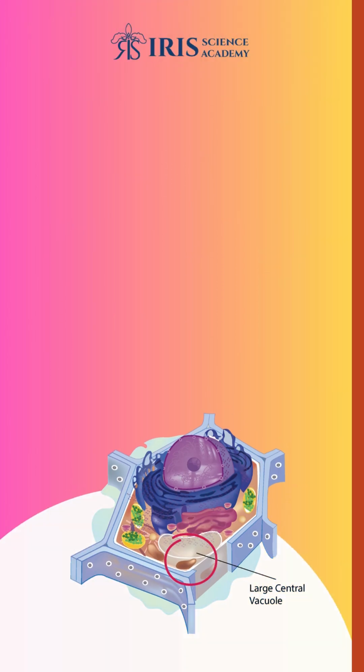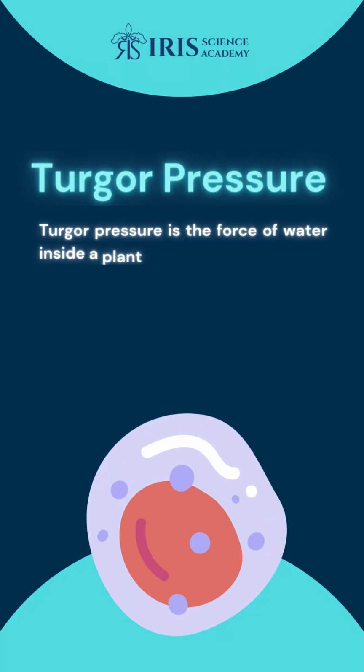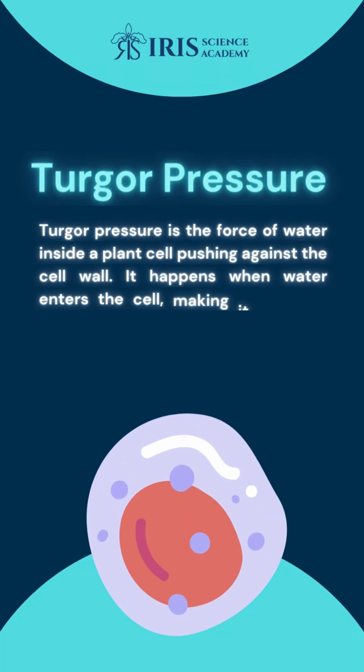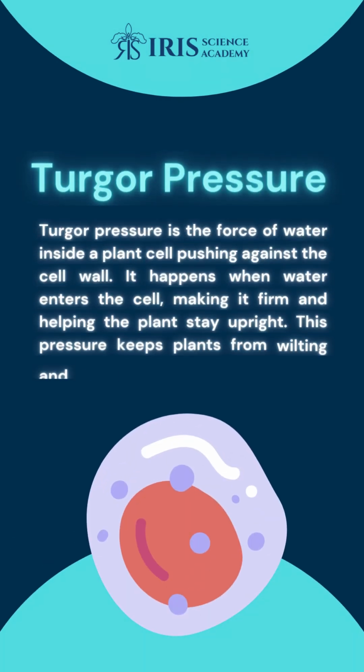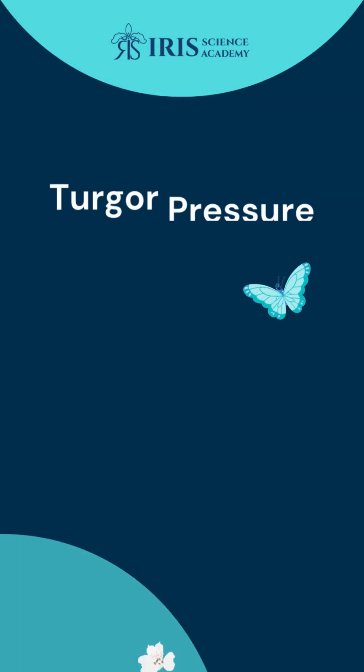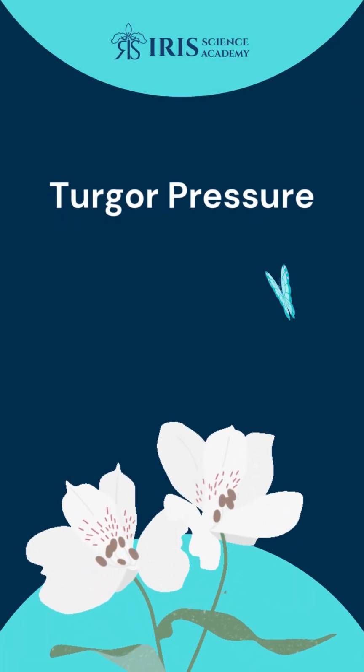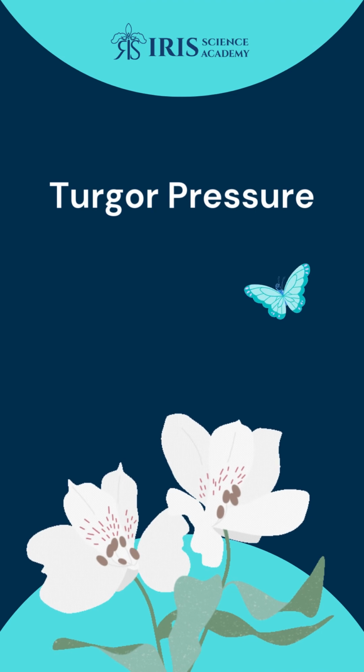You might be wondering, what is turgor pressure? Let me explain it to you. Turgor pressure is the force of water inside a plant cell pushing against the cell wall. It happens when water enters the cell, making it firm and helping the plant stay upright. This pressure keeps plants from wilting and helps them grow.